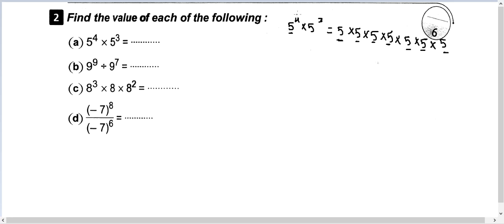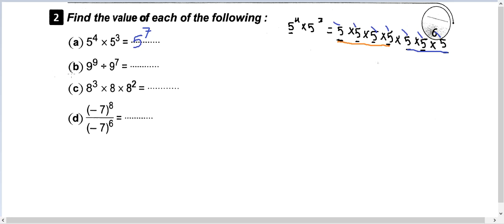Here 5 to power 4 times 5 to power 3. Here we have 1, 2, 3, 4, and here also we have 1, 2, 3. Count 1, 2, 3, 4, 5, 6, 7. So here we can say 5 to power 7.